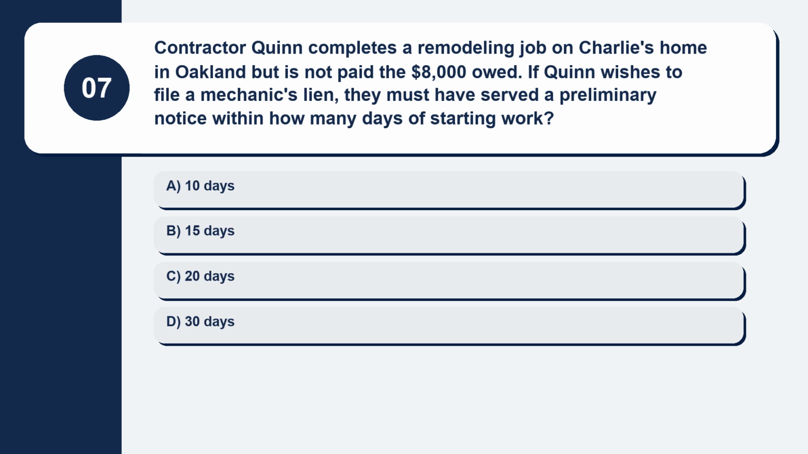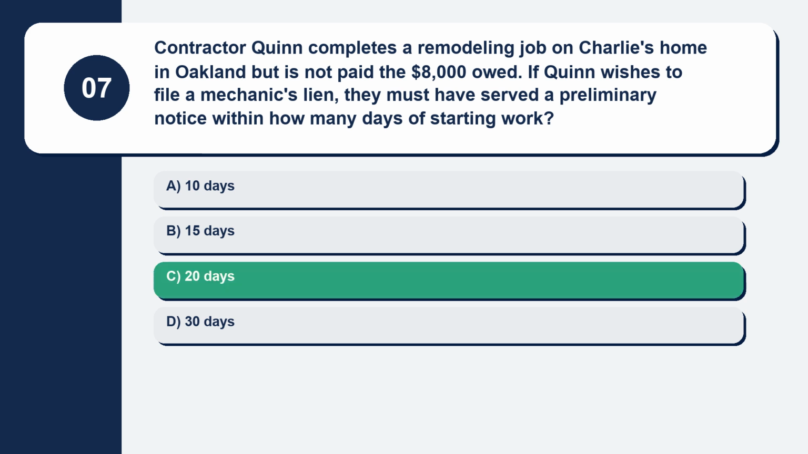Question 7. Contractor Quinn completes a remodeling job on Charlie's home in Oakland but is not paid the $8,000 owed. If Quinn wishes to file a mechanic's lien, they must have served a preliminary notice within how many days of starting work? Here are your options. Option A, 10 days. Option B, 15 days. Option C, 20 days. Option D, 30 days. The correct answer is option C, 20 days.